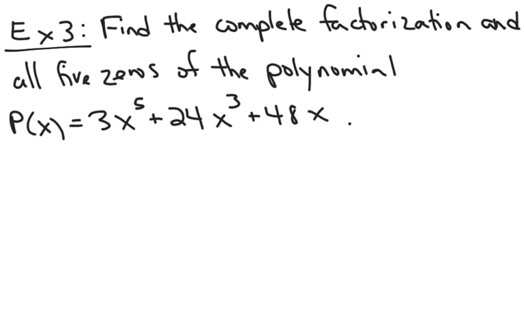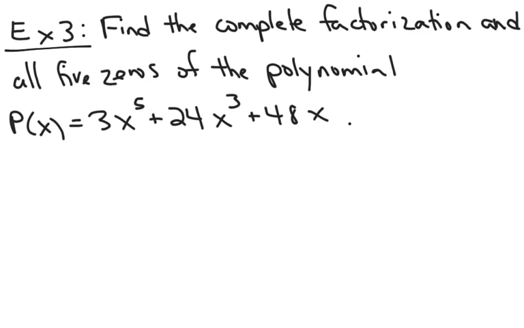The zeros theorem tells us that the largest exponent of a polynomial tells you the complete amount of complex zeros, including all of its multiplicities. Remember that the multiplicities could be double roots, triple roots, and those get added into the total number of zeros. So in this example, I'm going to find the complete factorization of all 5 zeros of the polynomial 3x to the 5th plus 24x to the 3rd plus 48x. If you graph this, you're going to find out that the only real zero is at 0.